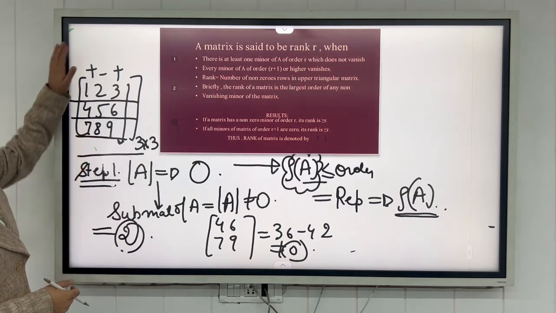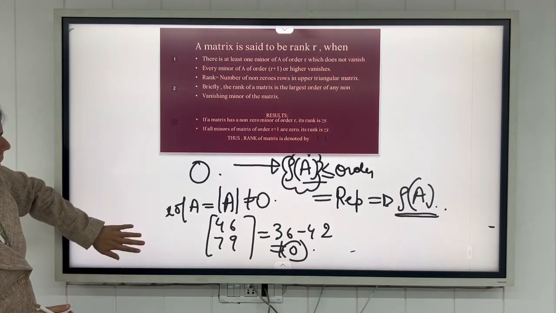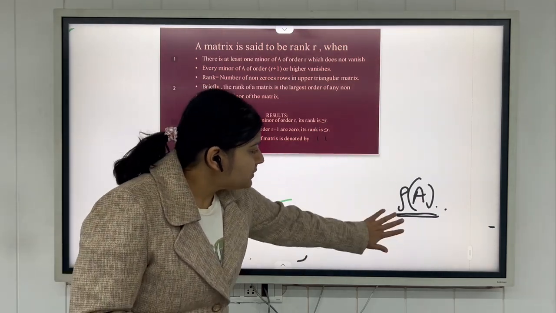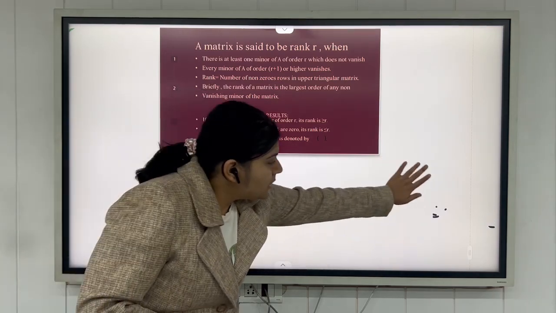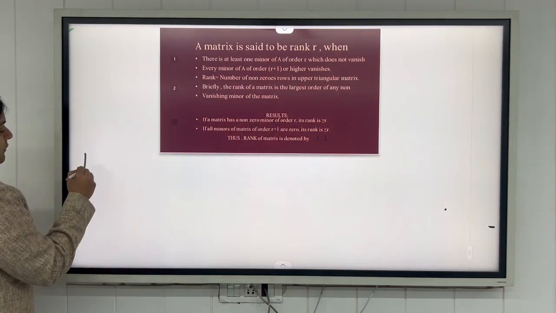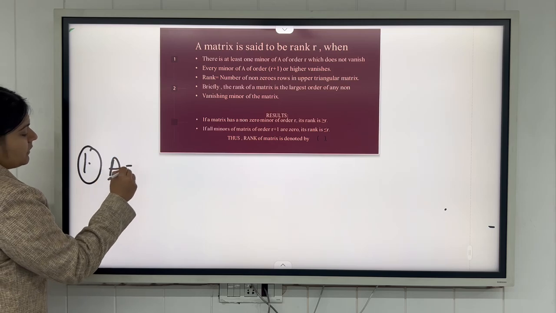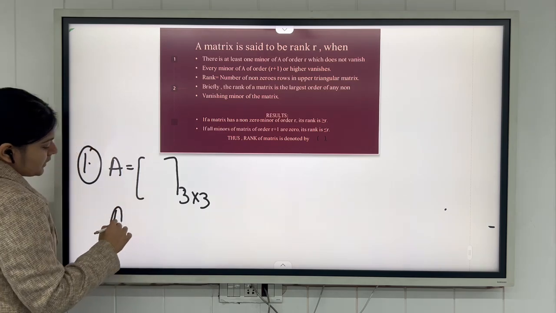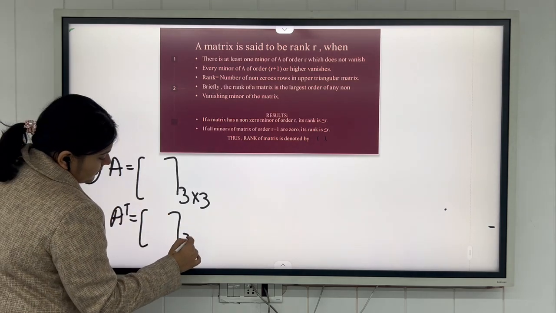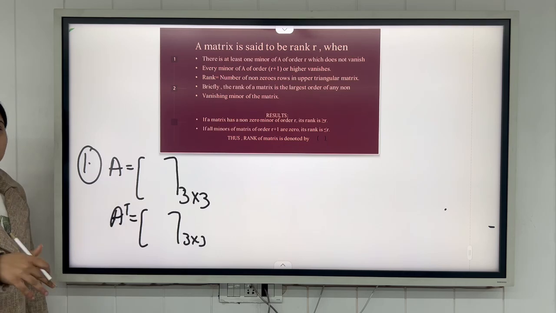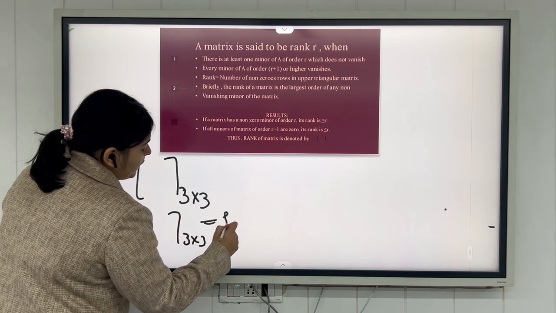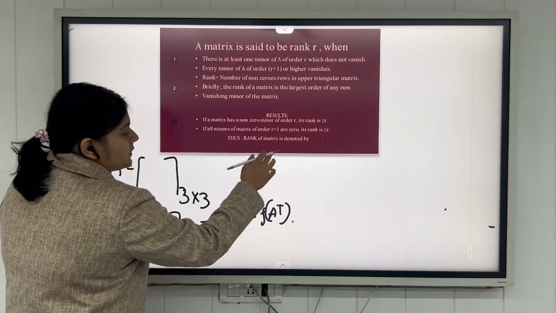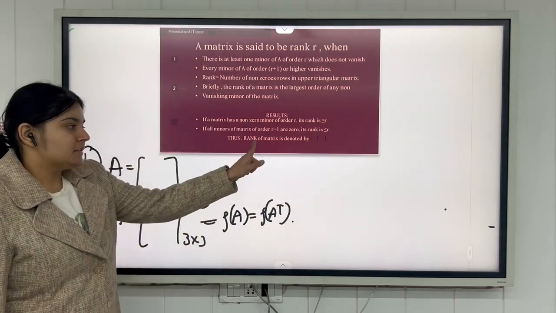Now, coming to the next part, you need to be very careful about the properties that I am going to discuss right now for the rank. To start with, the first property you need to keep in mind: if you have been given the matrix A, which is of 3 cross 3 order, and if I do the transpose, what does the transpose mean? Row becomes column, column becomes row. So, rank of A will always be equal to rank of A transpose. Okay, this is one of the properties.